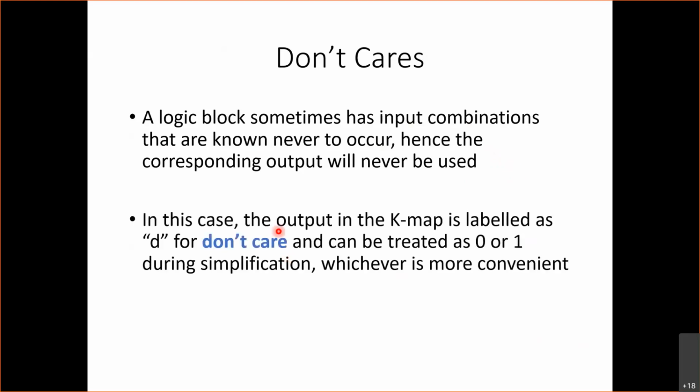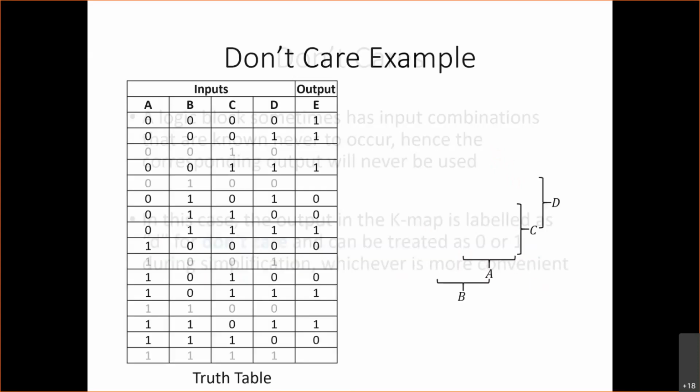So in this case, the output in the Karnaugh map is going to be labeled as a D for don't care, and we can treat it as a 0 or 1 during simplification, whichever is more convenient, whichever gives us a better result. So let's look at an example of this.